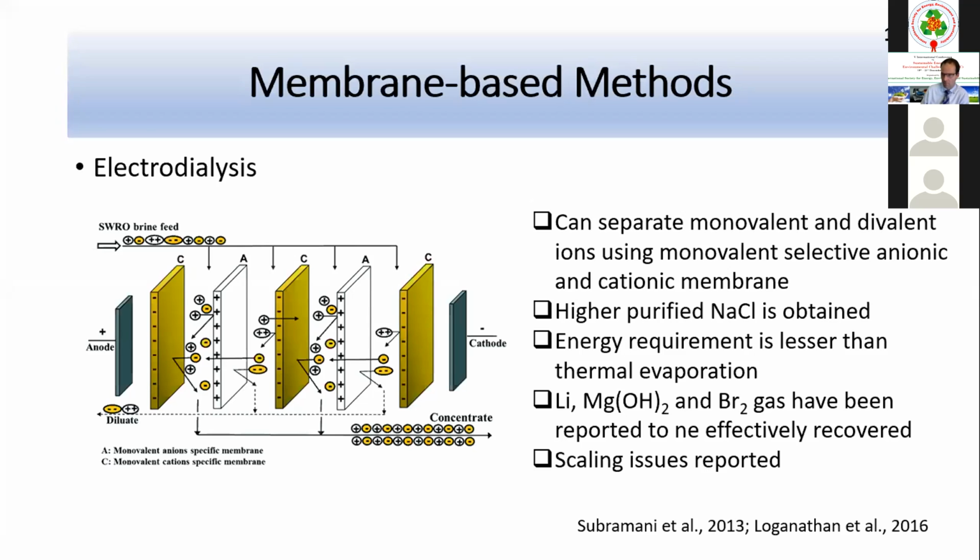There are a few membrane-based methods which are very useful in this regard. One of them is electrodialysis. In electrodialysis, we have a series of anion and cation specific membranes placed perpendicular to the electric field in an alternate fashion, as shown in the schematic. It can separate monovalent and divalent cations by using monovalent selective anionic and cationic membranes. Results have shown that high purity sodium chloride can be obtained, and in some papers lithium, magnesium hydroxide, and bromine gas have also been reported. But the key issue in electrodialysis is scaling.